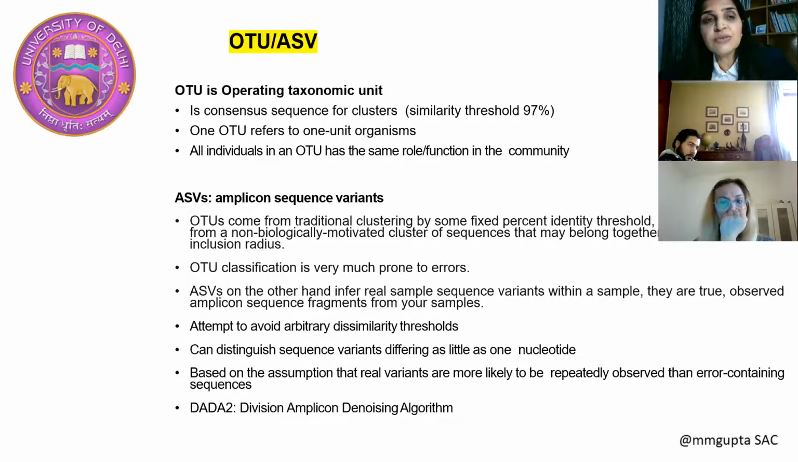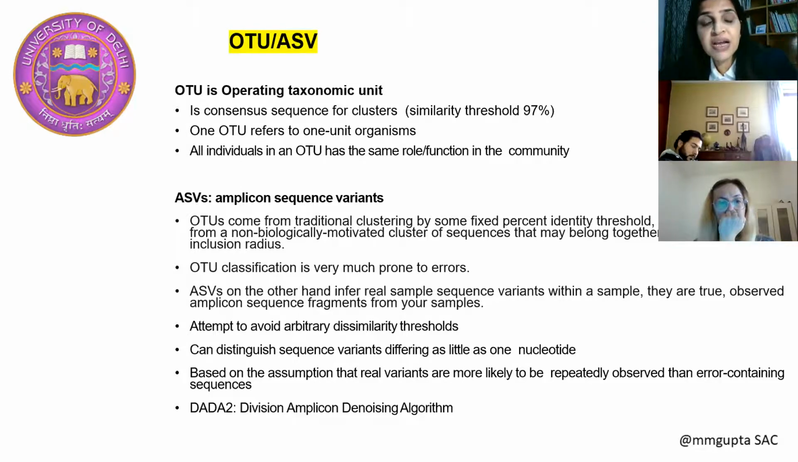And in comparison to OTU, what is ASV? ASV is amplicon sequence variant. The ASVs, on the other hand, infer the real sample sequence variants within a sample. They are true observed amplicon sequence fragments from your sample.